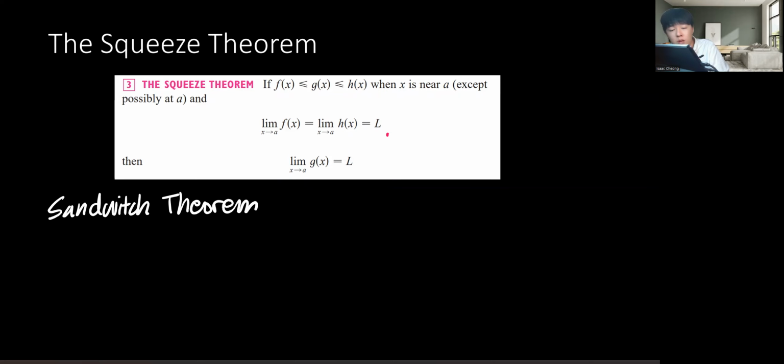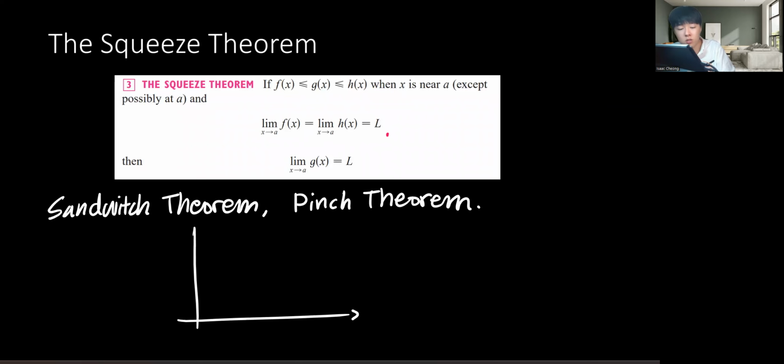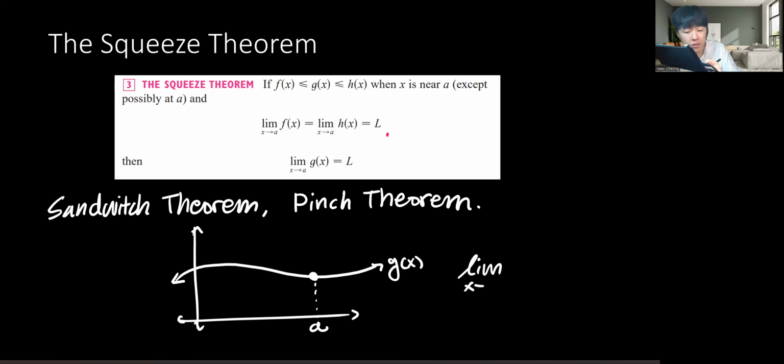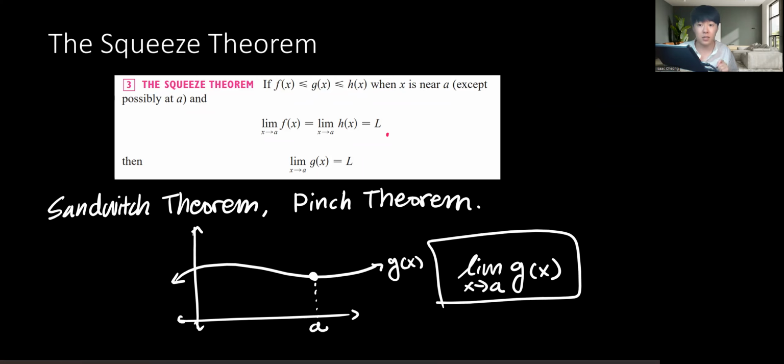And then sometimes we call it the pinch theorem because it looks like we're pinching. Let's talk about the graphical way of interpreting this one. Let's say I'm graphing and I draw some function g(x), and I want to find the limit as x goes to a of g(x). Let's say I want to find this limit.